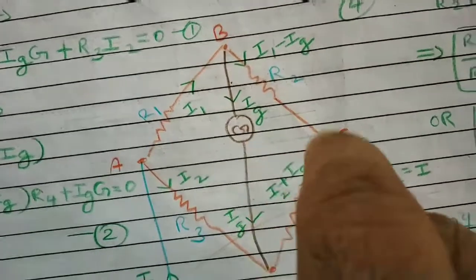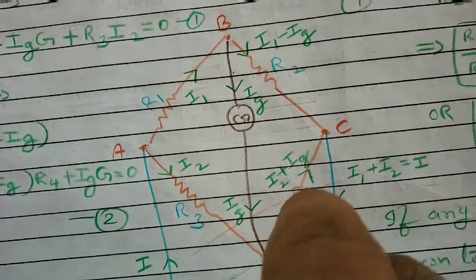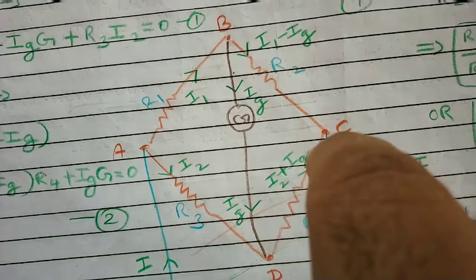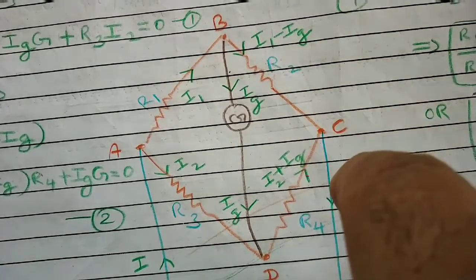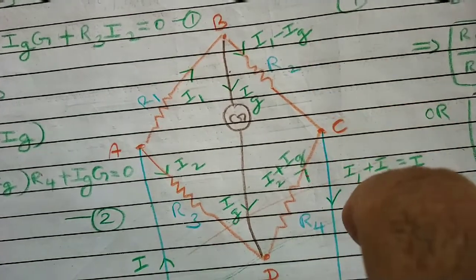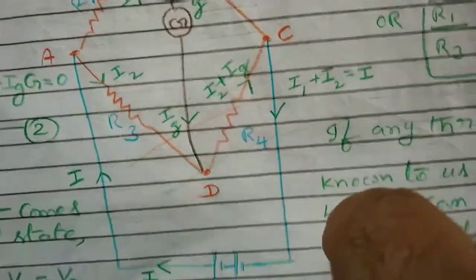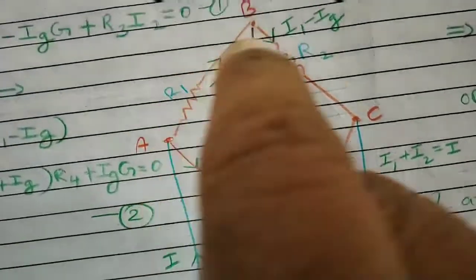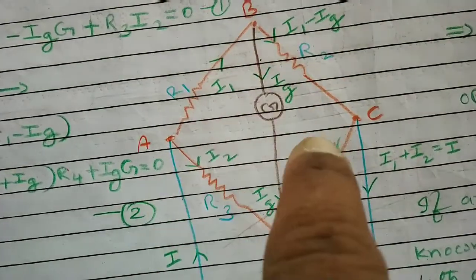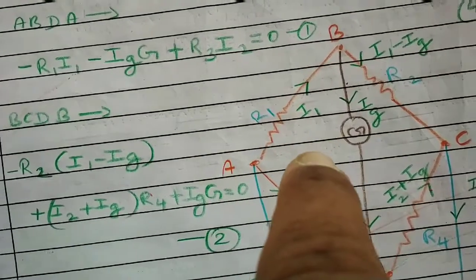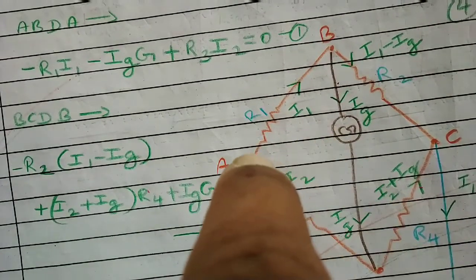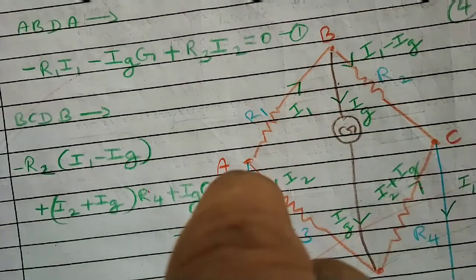And from B to C what is coming? I1 minus IG. From D to C what is going? I2 plus IG. Both will be added and minus IG plus IG will get cancelled. Again I1 plus I2, which is equal to I, will be going to the battery. In that way current is circulating. That's what we imagined. Now I am going to apply Kirchhoff loop rule for the loop A, B, D, A.